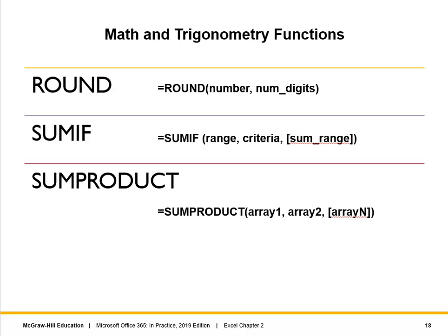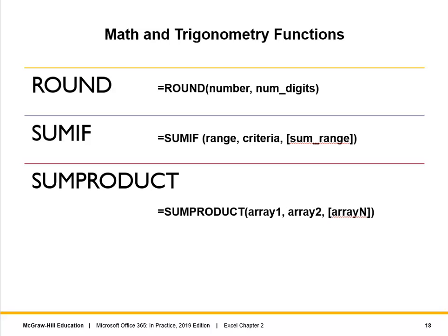Excel includes many additional math and trigonometry functions, including ROUND, SUMIF, and SUMPRODUCT. These functions can be found in the Math and Trig button located on the Formulas tab in the Function Library group. The ROUND function rounds a value to a specified number of digits. The number is the cell or the value to be adjusted. The number of digits sets the number of decimal places for the rounding. When this argument is 0, the value is displayed as its nearest whole number.